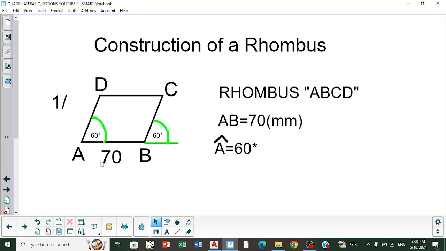So go back to the question. AB is 70. All right, this is the worded form of the question. AB is 70. The angle at A is 60 degrees. That's the magnitude of the angle. So the rhombus has a slope of 60 degrees. All right, so with that information, we can construct, and of course, all the sides are the same. AB, BC, CD, and DA are equidistant. That distance is 70 millimeters. Let us proceed to its construction.